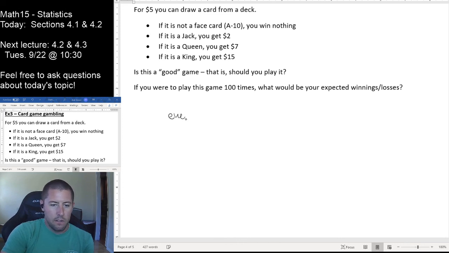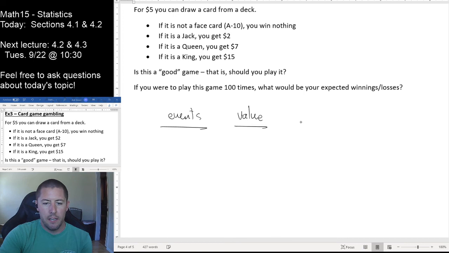So what I want to do is break down all the possible events, the value of that event, and the probability associated with that event occurring. So what are my events here? Well, one thing that could happen is I could get not a face card.